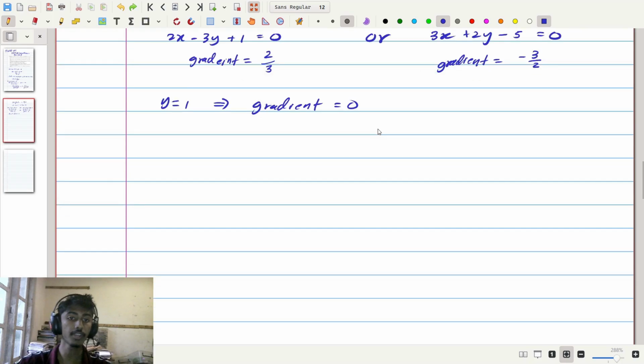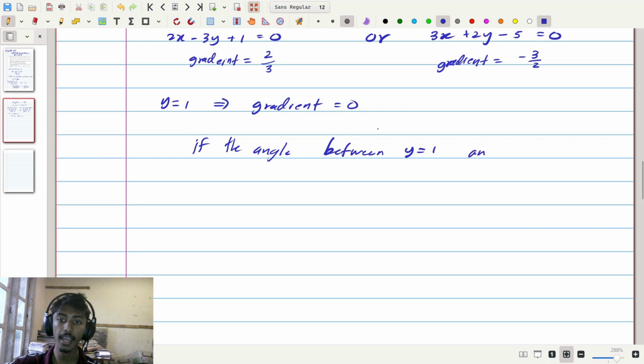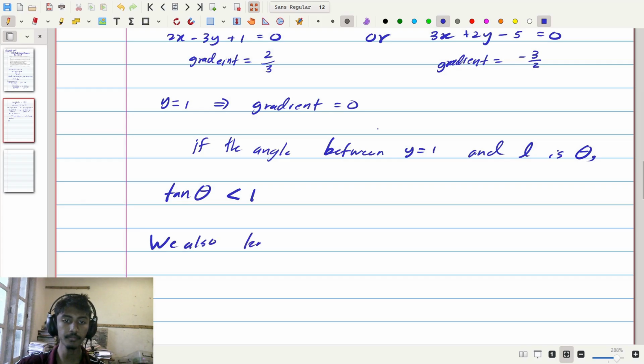So according to this, applying our equation, if the angle between y equals 1 and L is theta, tangent of theta must be less than 1. And we also know tangent of theta equals modulus of m1 minus m2 divided by 1 plus m1 m2.